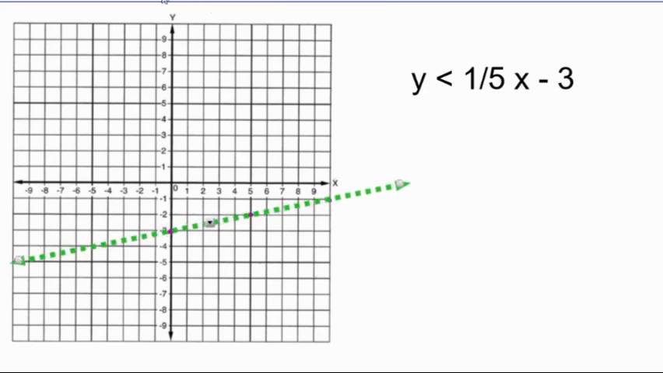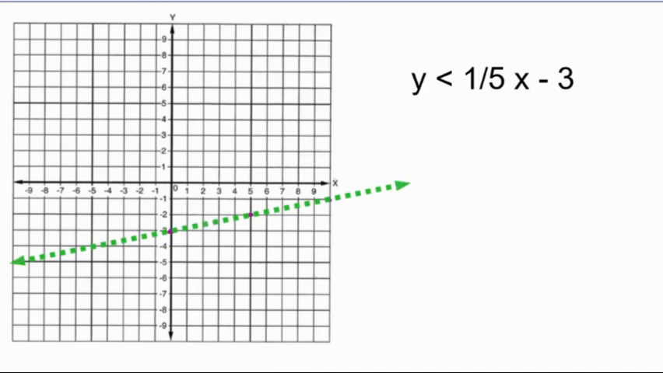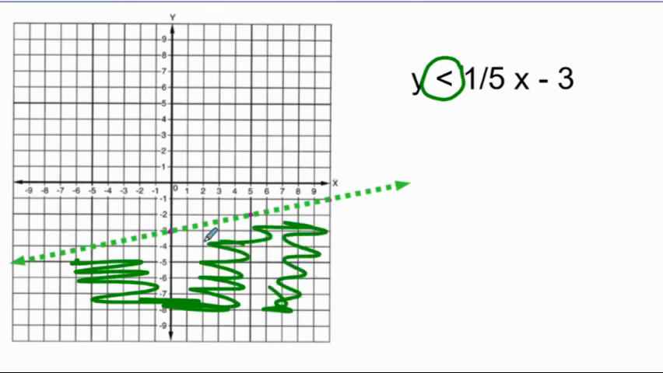And then the last piece of this is, I'm going to look and okay, it's less than. So my shaded area is everywhere down here. Okay, less than is under. And it's a dashed line.